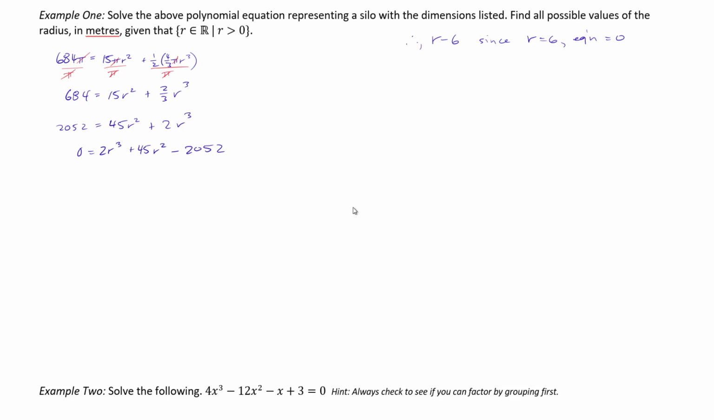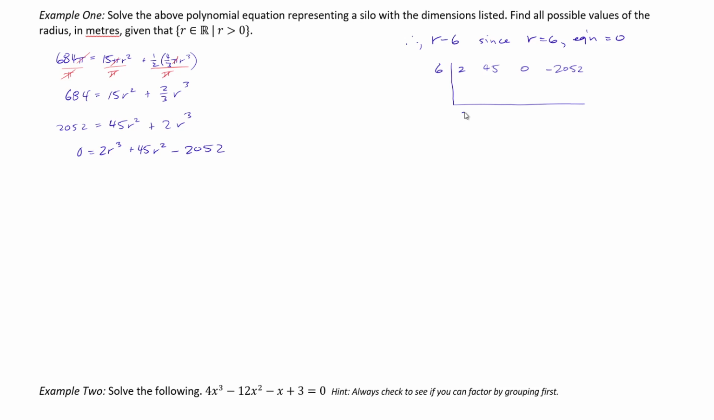All right. So now that I have r minus 6 as one of the factors, I can use synthetic division. My k value is 6, so I'll put a 6 right here and set up my synthetic division. 2 right there, 45. Note that I have no term with just r to the power of 1, so I've got to put a 0, and then I've got to put negative 2052. If all goes well, I should end up with a remainder of 0.